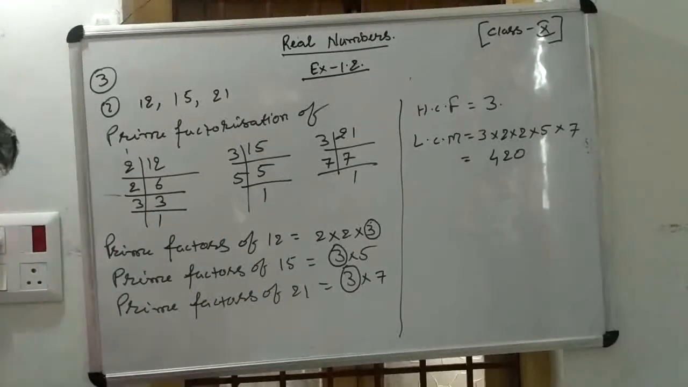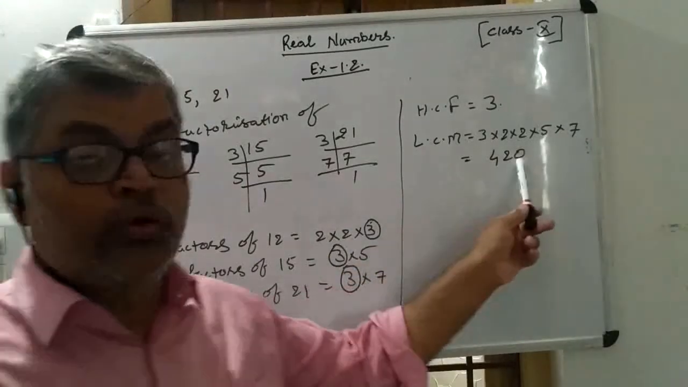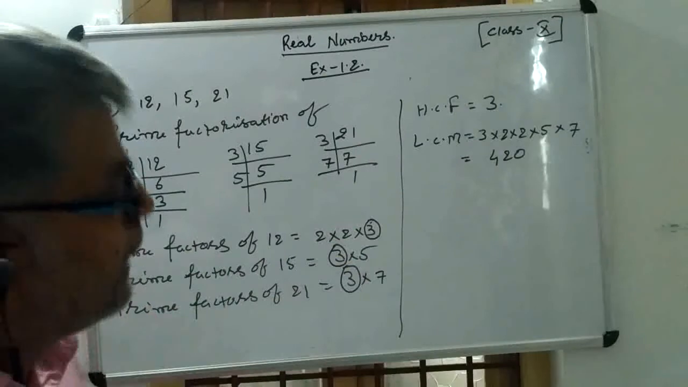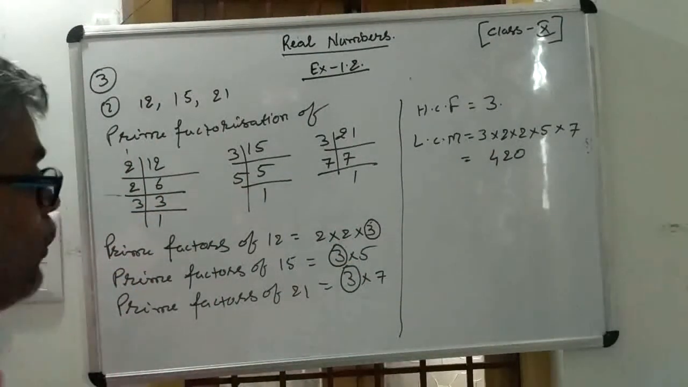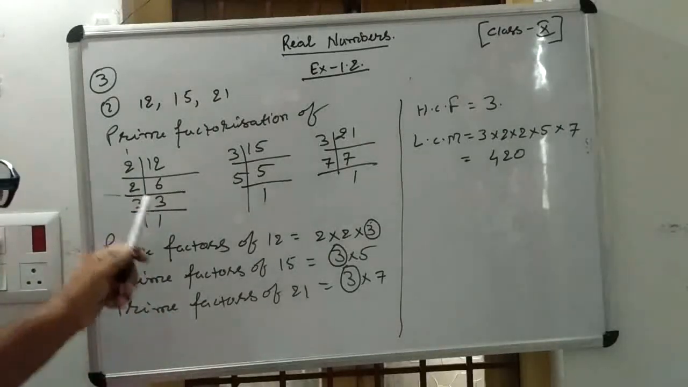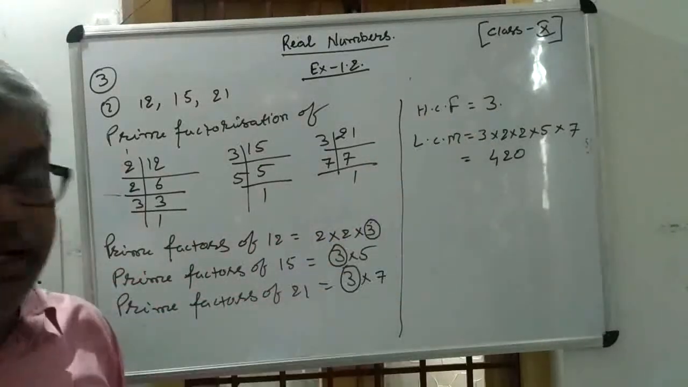12, 15 and 21, and HCF is here. LCM equals 420 and HCF equals 3. So this is your LCM 420 and HCF is 3. This method is called prime factorization, because with the help of prime factorization you have to find their HCF and their LCM.